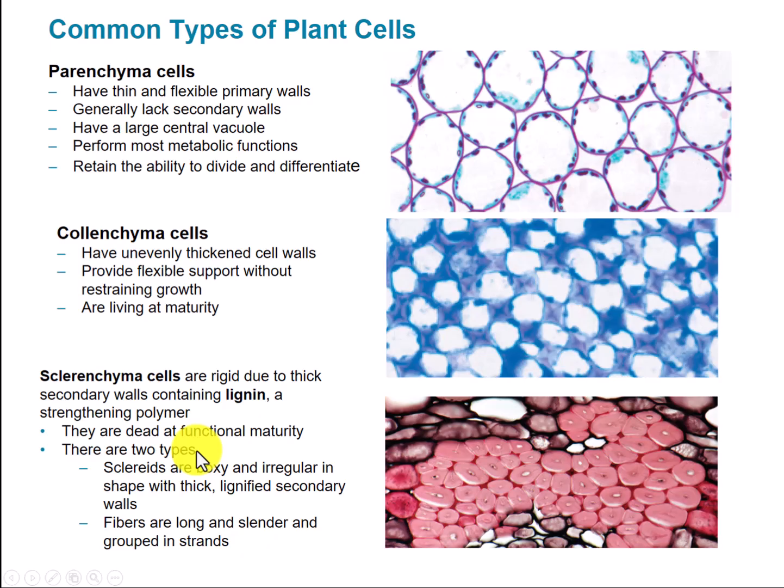There are two types of our sclerenchyma cells. Our sclereids are boxy, irregular in shape with thick lignified secondary walls, and fibers are long, slender, and grouped in strands.